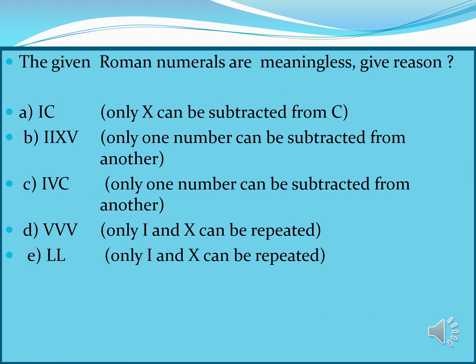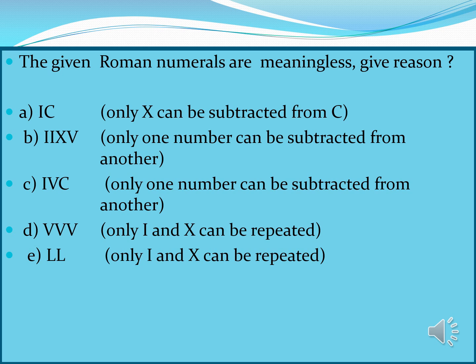Some Roman numbers are given here. We know that they are meaningless. We want to give the reason. First question, IC. Only X can be subtracted from C. That is why IC is meaningless. Second question, IIXV. Only one number can be subtracted from another. That is why IIXV is meaningless.